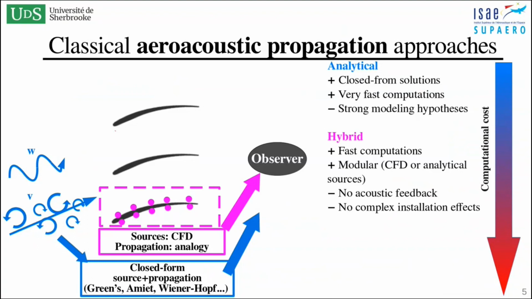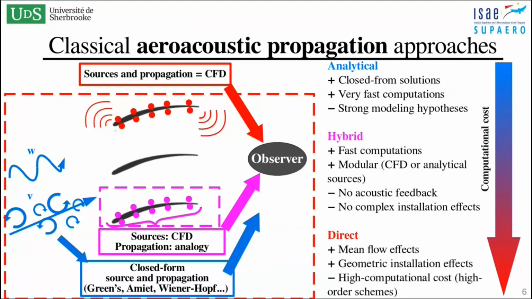Then the next step is the hybrid computational tools. These are pretty fast computationally, and they are also very modular. That means we can separate the calculation of the acoustic sources, using, for example, a CFD method or analytical sources, from the subsequent propagation into the far field, to the observer, which is done through an acoustic analogy. The main drawbacks are that no acoustic feedback mechanism is taken into account, and it is also hard to take into account very complex installation effects.